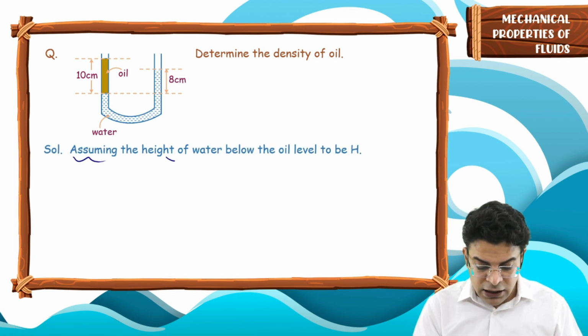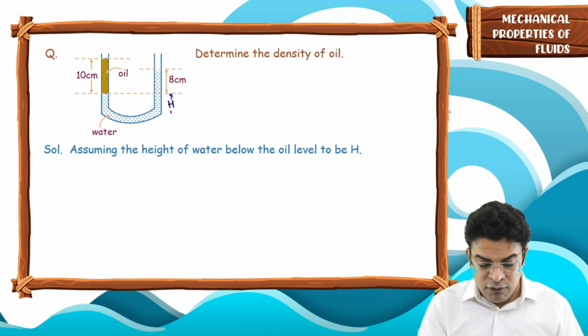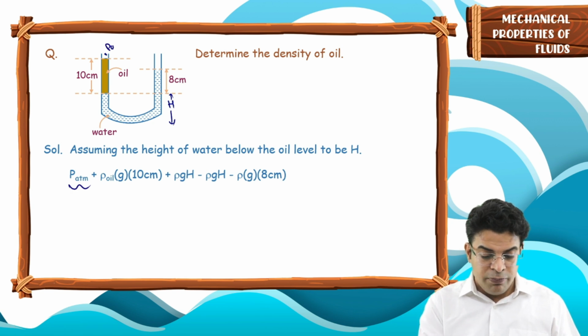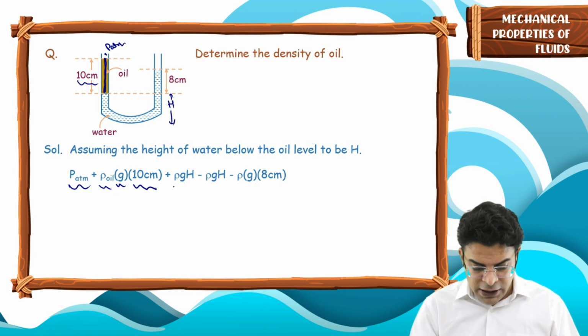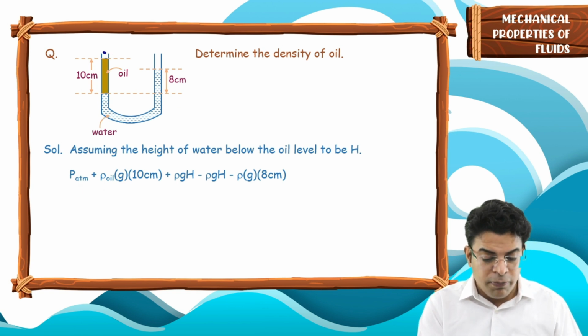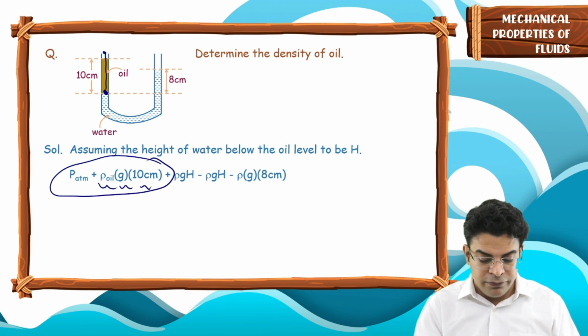So assuming the height of the water below the oil level to be h, assume that this much height of water is h. We will write P atm, the pressure here, P atm, plus density of oil into g into h, which is 10 centimeter, plus density of water into g into h. So you have reached this point. So at the top pressure is P atm. At this point pressure is P atm plus density of oil into g into h, this much part.